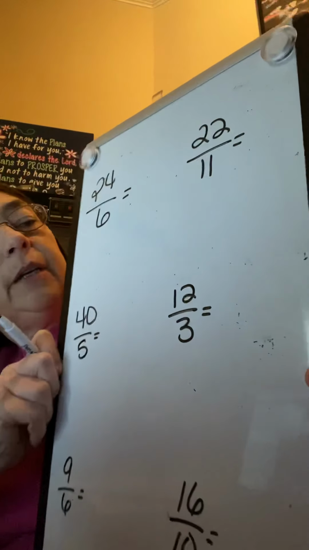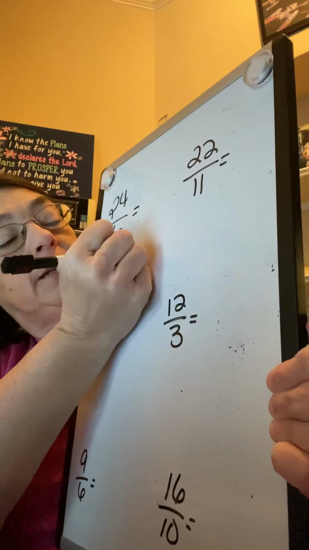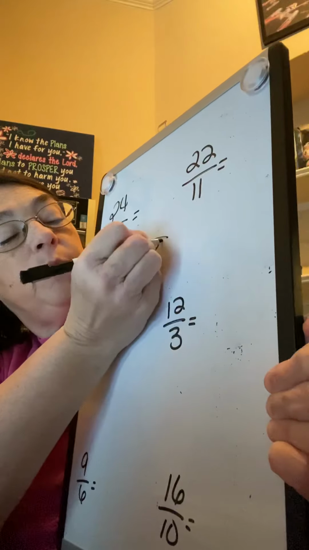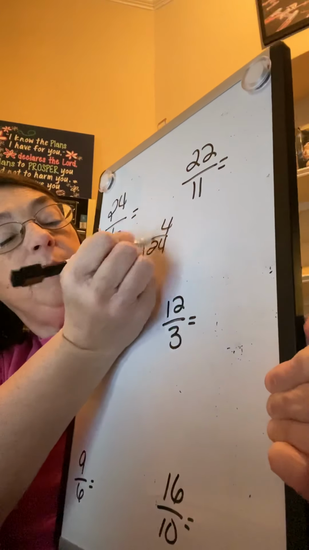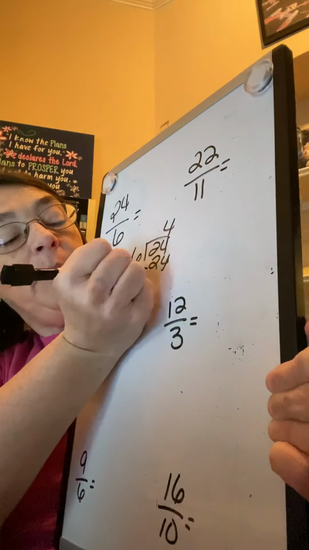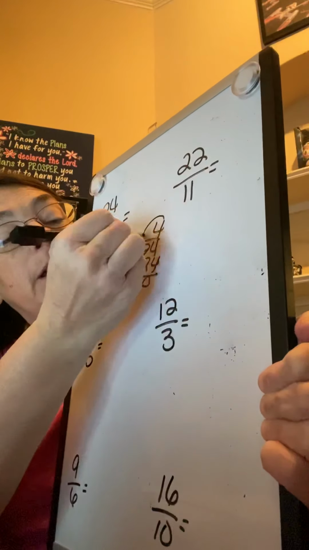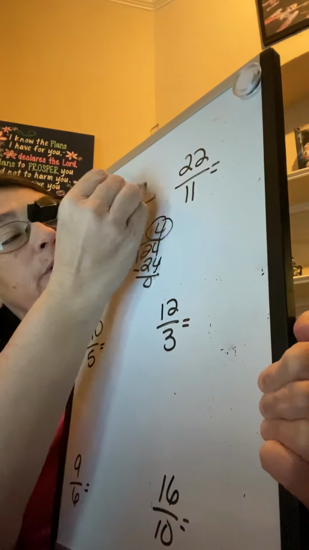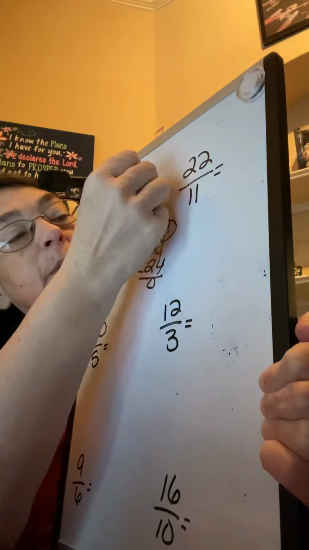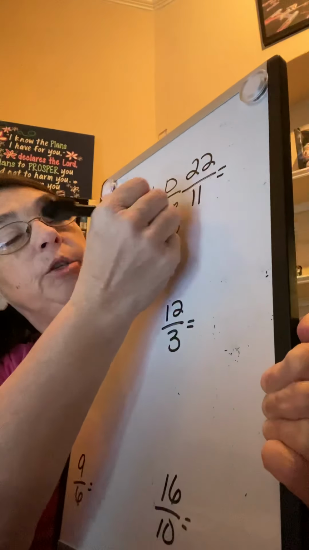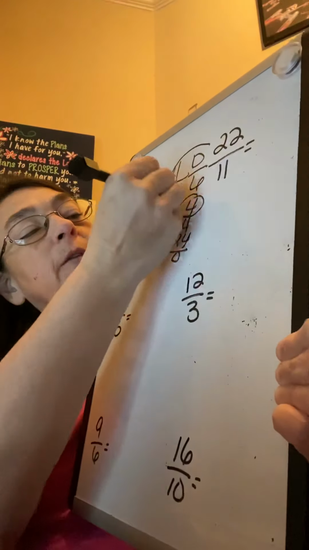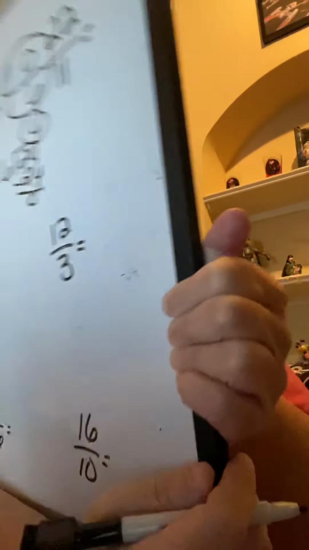All right, looking at number 11. 6 divided into 24 goes 4 times. Leaves me with a 0 remainder. Again, my answer here is my whole number, my remainder is my numerator, and my denominator stays the same. So I would have gotten 4 and 0 over 6.